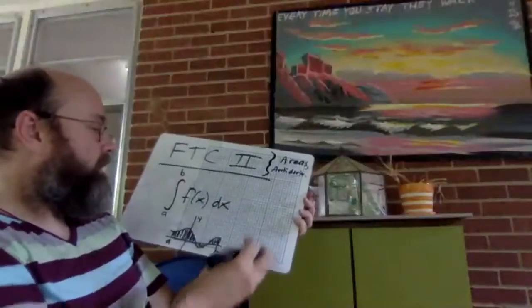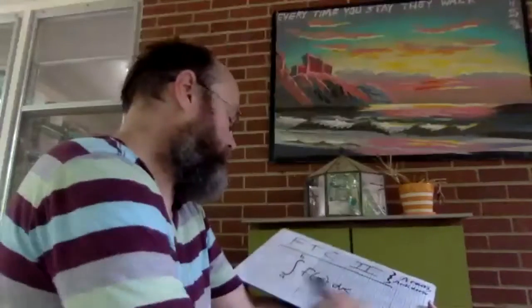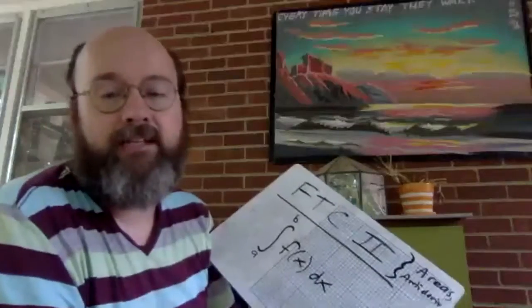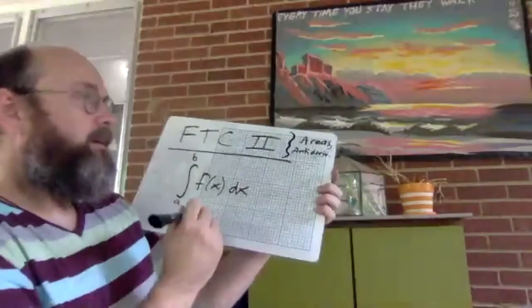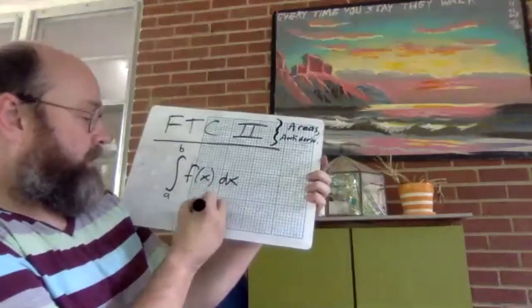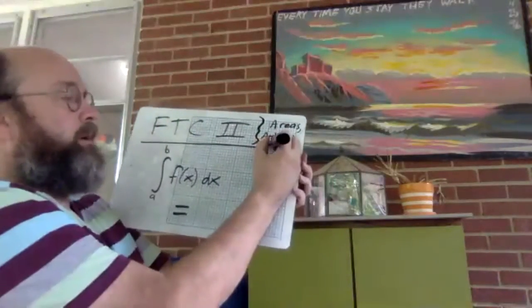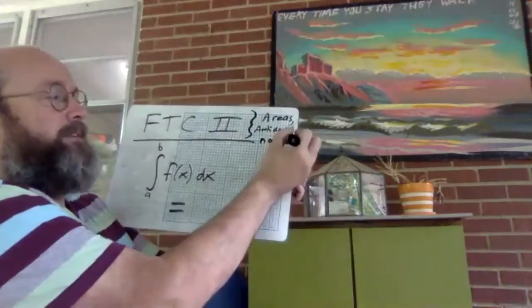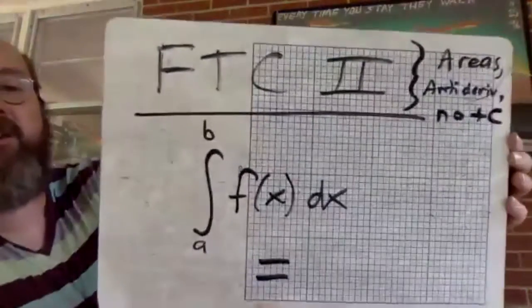And what's amazing is that it turns out this area is actually given by antiderivatives. This is amazing. This is very, very amazing. You take the antiderivative, and you can forget about c. I'm going to put no plus c up here either. There's no plus c in the fundamental theorem of calculus 2.